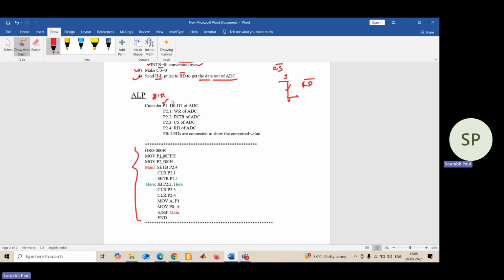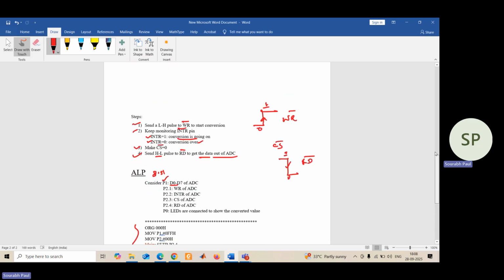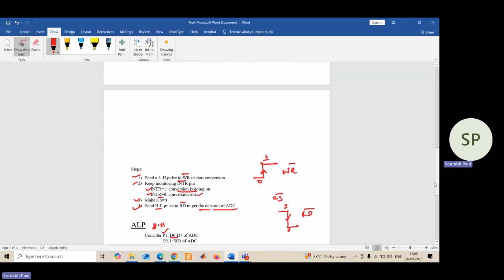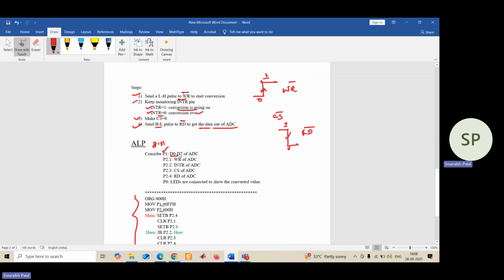The P1 port of 8051 is connected to D0 to D7, the data line of the ADC. Here it is denoted by DB0 to DB7, but the meaning is exactly the same. This is the data line, D0 to D7 of ADC.